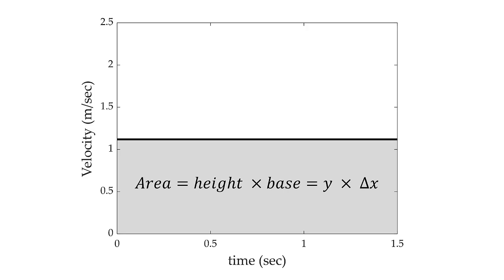Recall that the area of a rectangle is equal to the height times the base, or the y value times the change in the x value, which in this case is going to be equal to the y value times the difference between the final x position and the initial x position. This is what happens if we have a constant value for the y. What if y doesn't have a constant value?